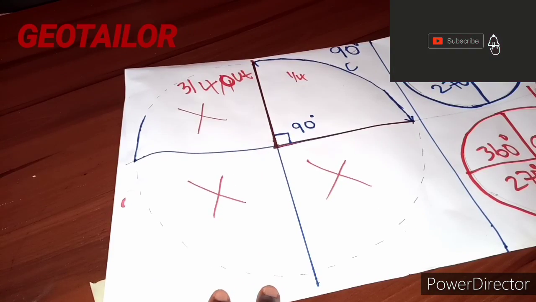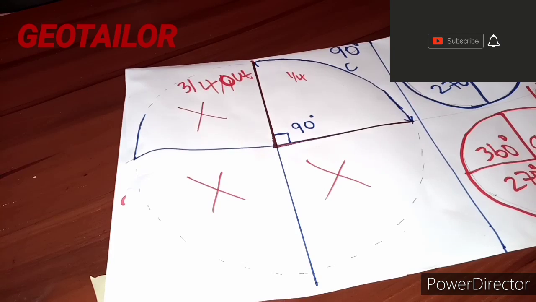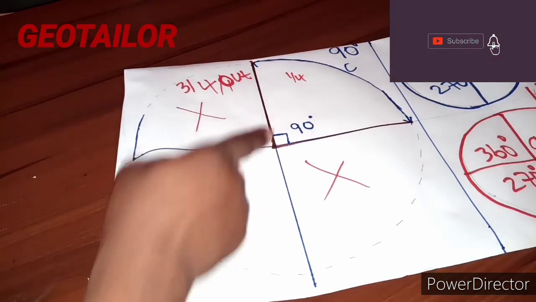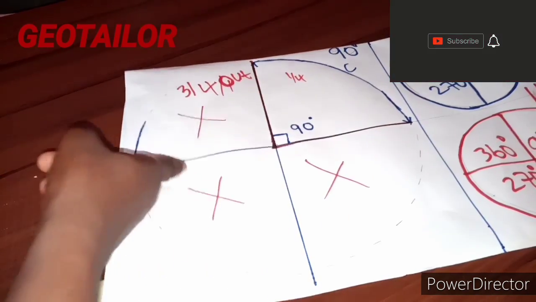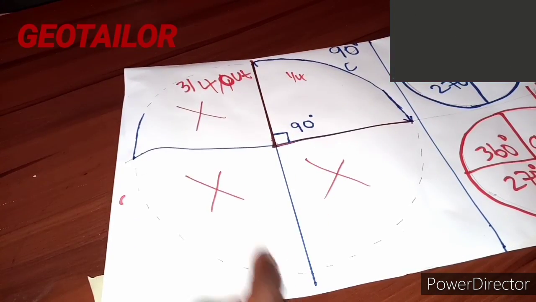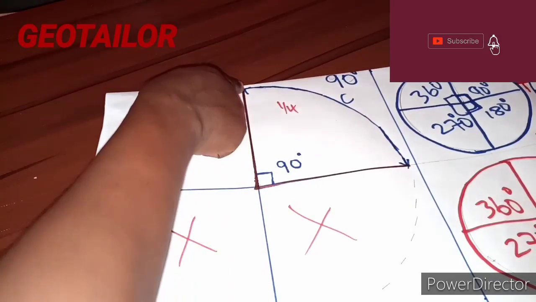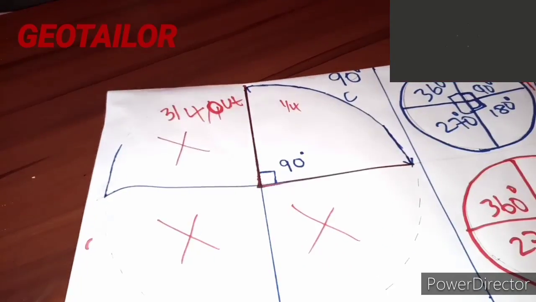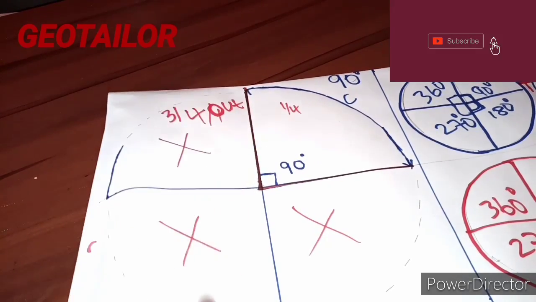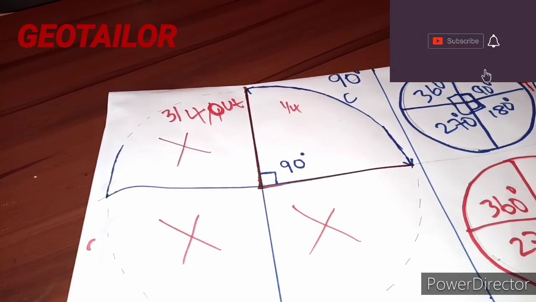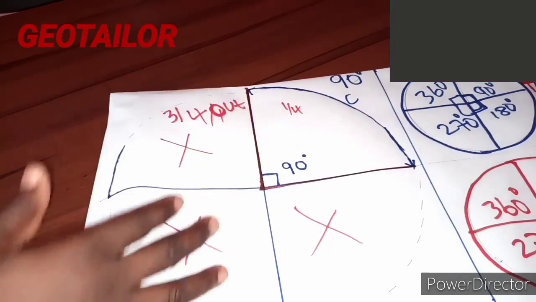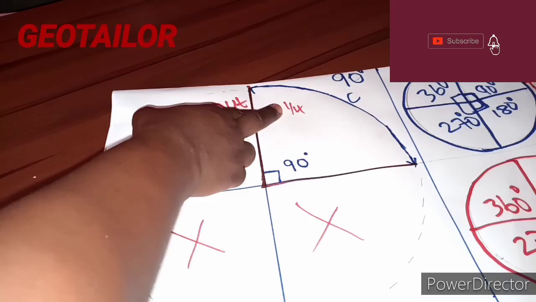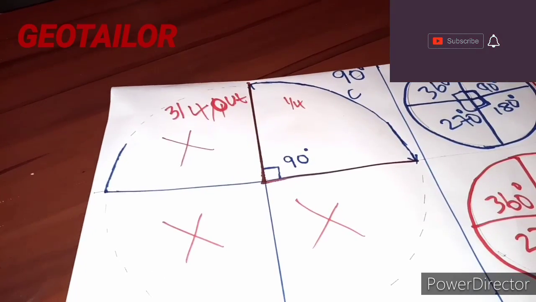The next type of circle on my list is the 90-degree circle, which covers only a quadrant out of the 4 quadrants of a circle, and the circumference is from here to here. It can be from here to here, it can be from here to here, or from here to here. The only thing is it covers only a quadrant, hence the name 90 degrees. It is also called a quarter circle.